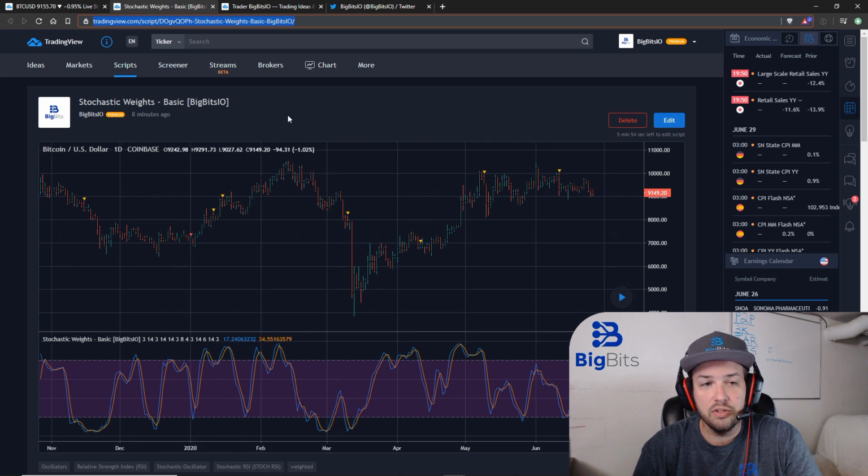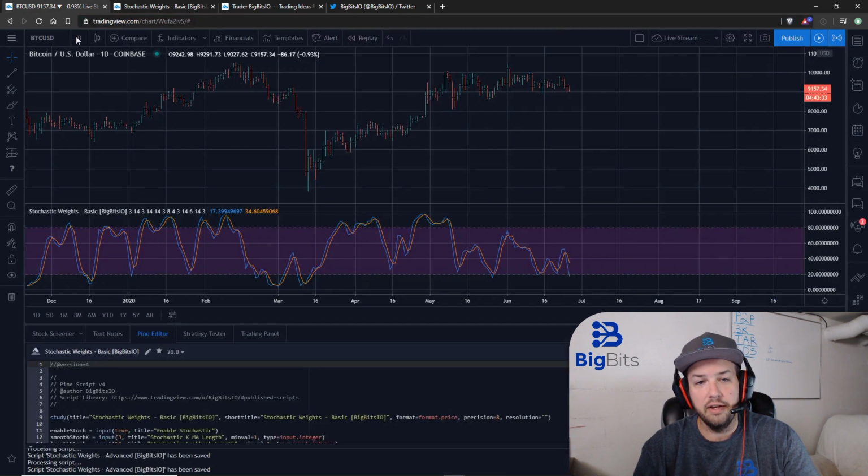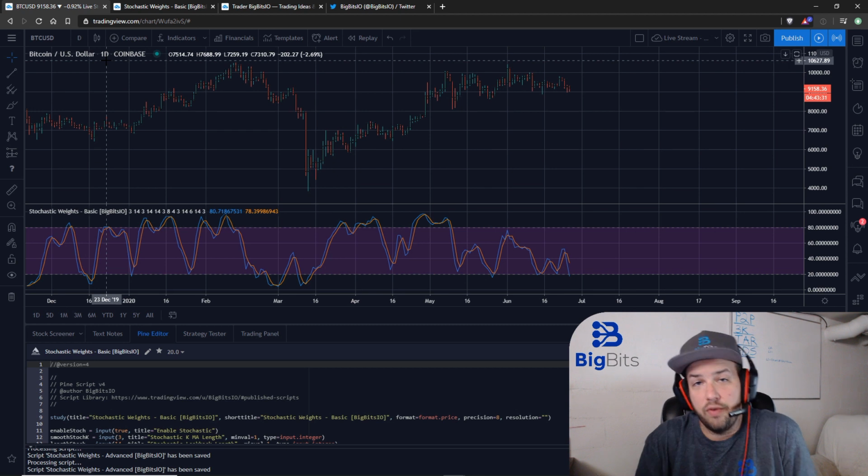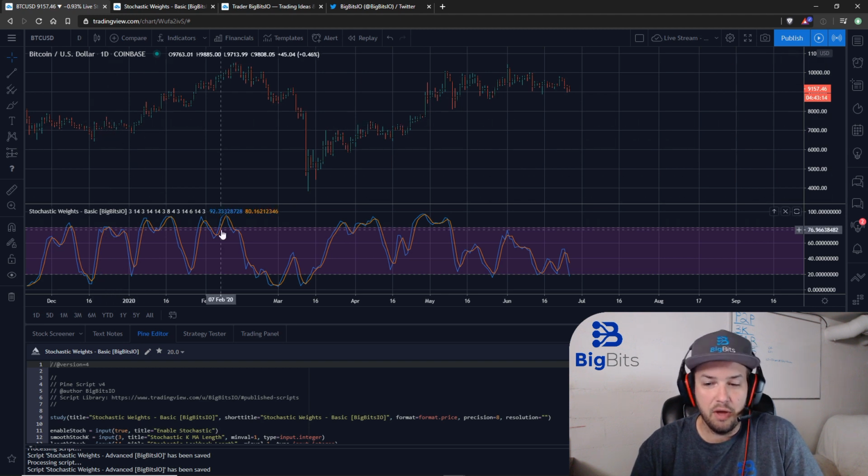Now, the indicator is called Stochastic Weights, and this is a basic version of the Stochastic Weights. I'm working on an advanced version, which is going to have some more features, and I'll explain to you what that's going to entail in just a little bit. But for now, we are going to just discuss the Stochastic Weights basic. Now, if you read the name of it, you probably can get an idea of what's going to happen. We are weighting stochastics here.